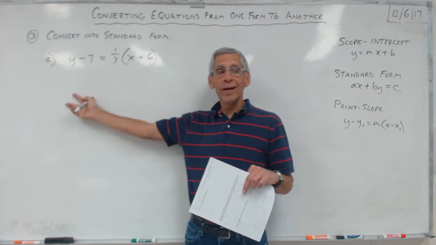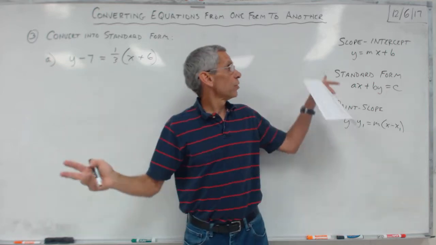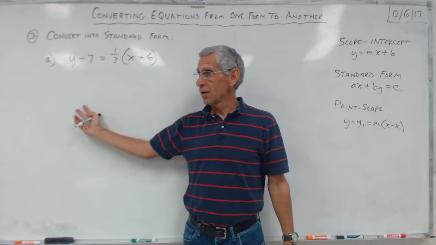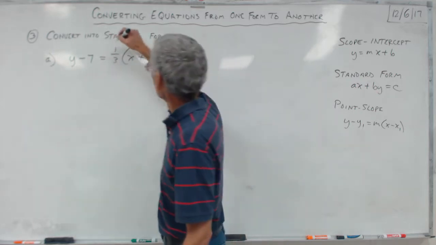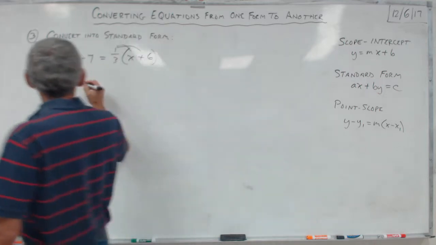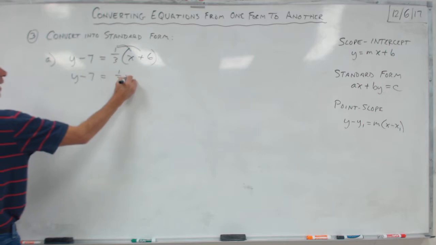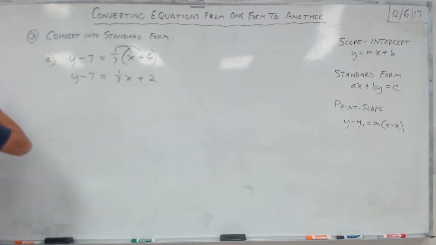So in essence, what he's saying is convert it first to slope intercept form, really, and then it's easy to convert it to standard form. So we're going to do our distributive property. We've got y minus 7 is equal to 1/3 x plus 1/3 of 6 is 2.